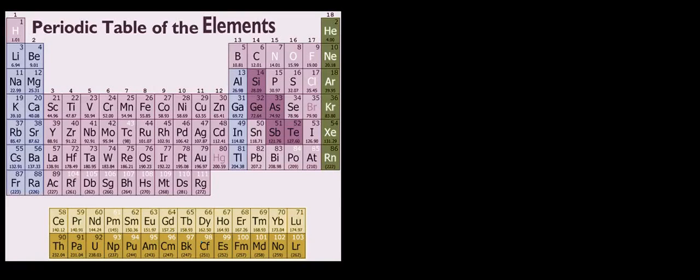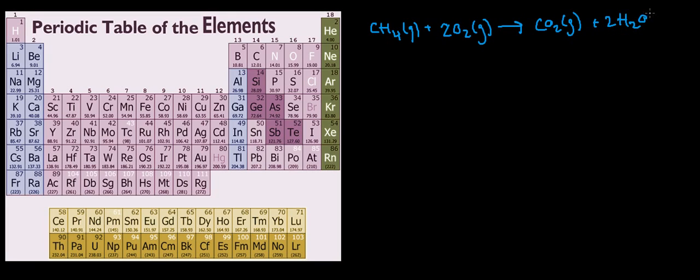Balancing chemical equations is more an exercise in conservation of mass, as opposed to anything actually useful. For example, if I have methane in the gas phase and I react it with 2 oxygen in the gas phase, the products are carbon dioxide and 2 water molecules.